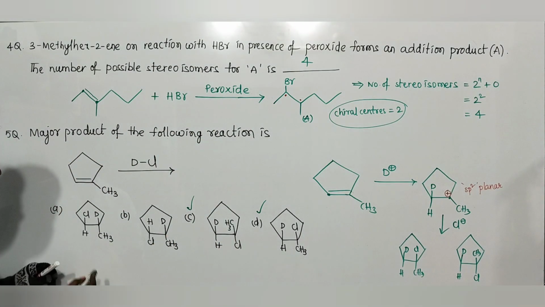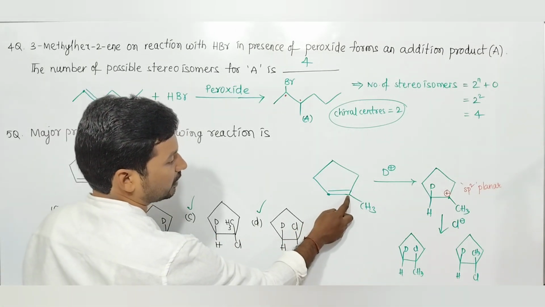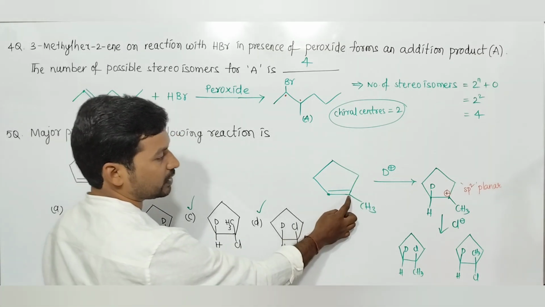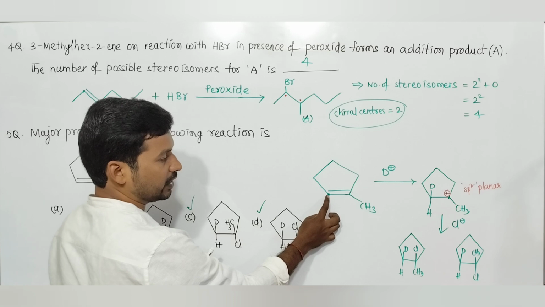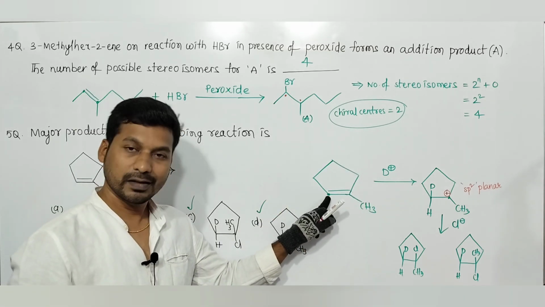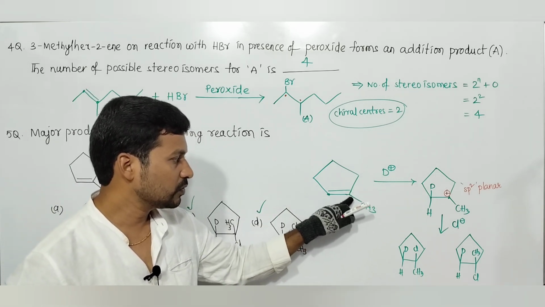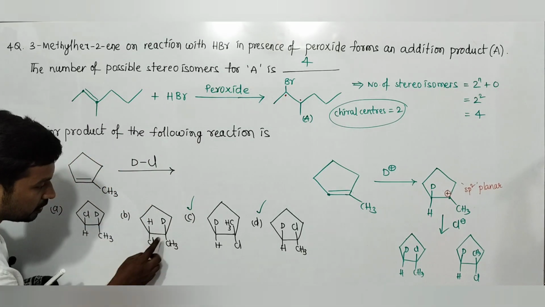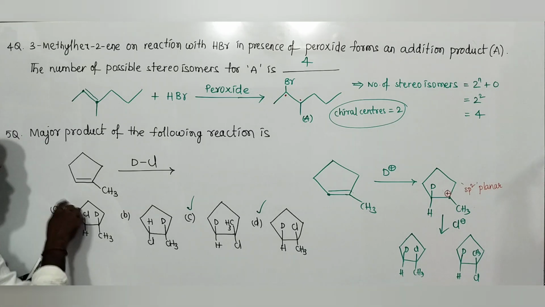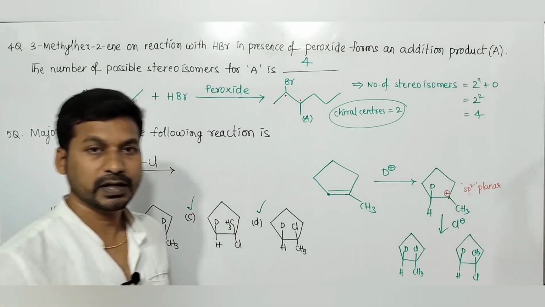Here see, D added to this carbon, that is wrong, because as per Markovnikov's rule, the positive part attaches to the double bonded carbon containing more hydrogen. Here hydrogens are not present, 0 hydrogen, here 1 hydrogen. That is Markovnikov's rule, hydrogen definitely added here. So D added to the carbon containing CH3 is wrong. And between these two are the correct options. Okay, take this one.